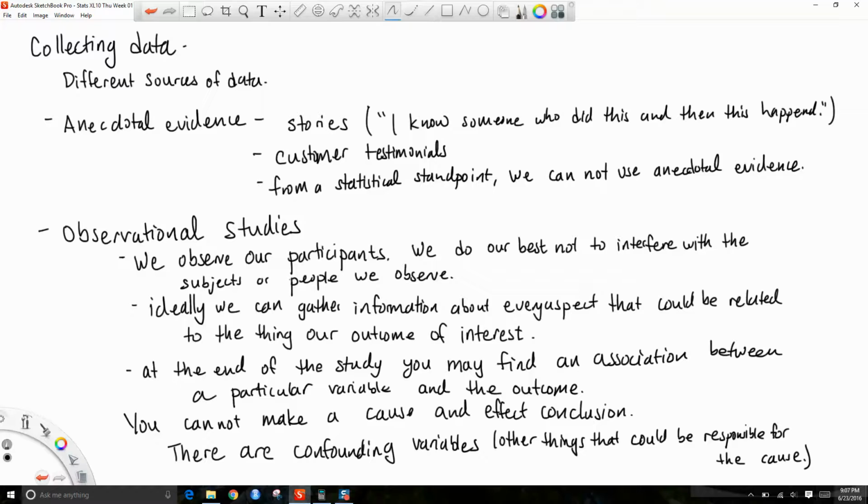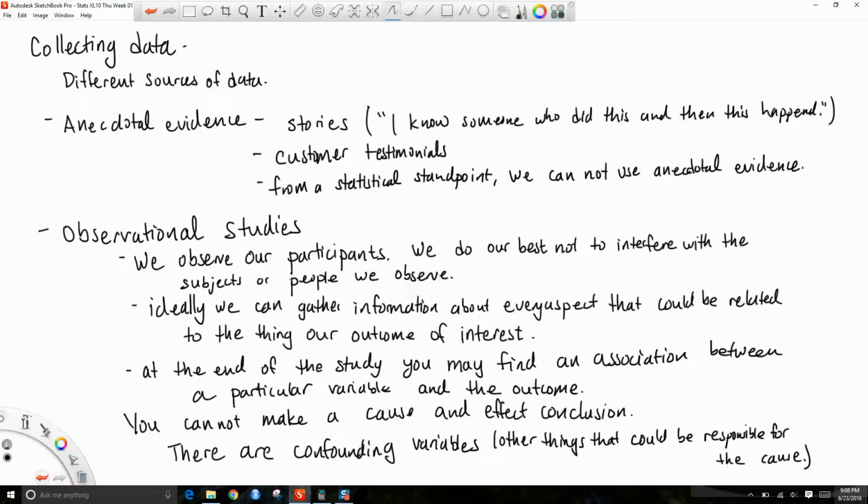Wait, I have a quick question. When you say responsible for the cause, do you mean responsible for the outcome? Yeah, responsible for the outcome. There might be something else that's causing whatever we're seeing in the outcome, okay?